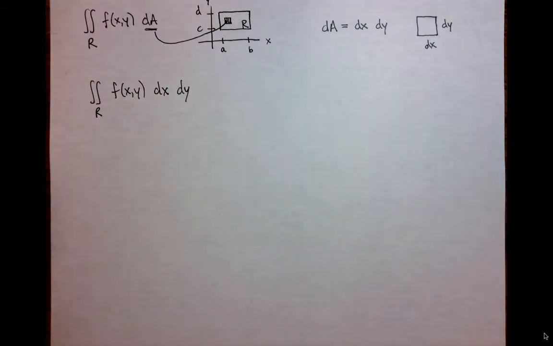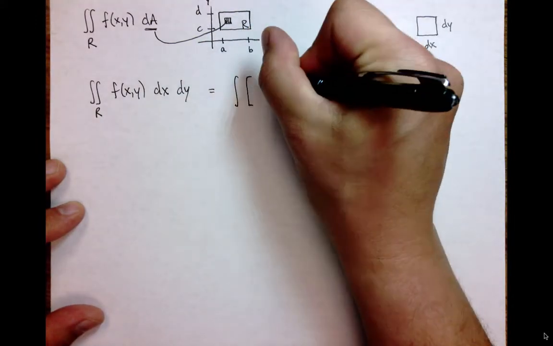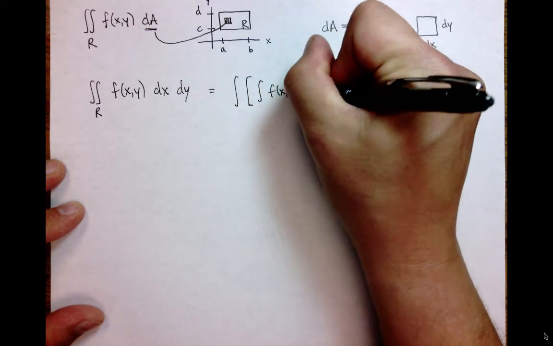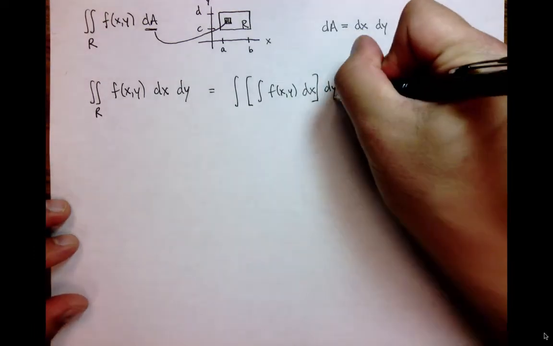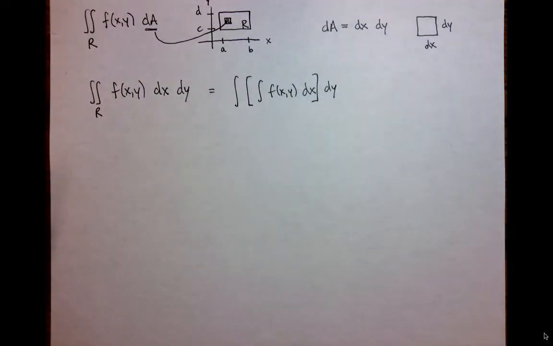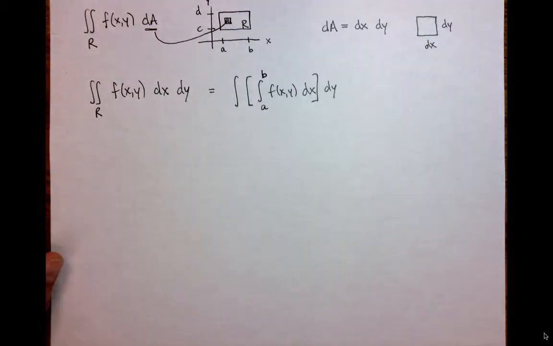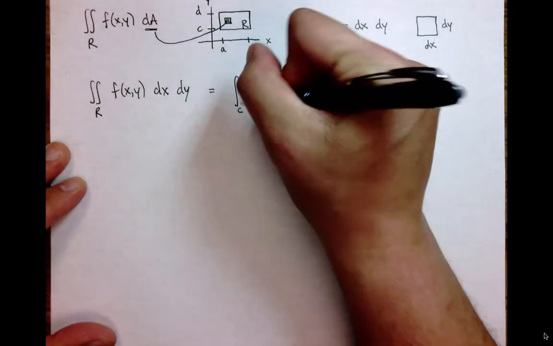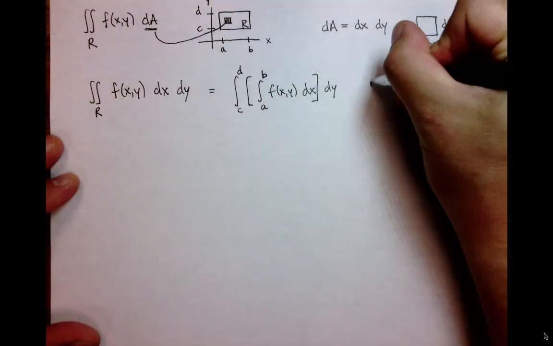And once we do that, it suggests a strategy that we work our way from the inside out. So we can write this as an integral with respect to dx first, and then an integral with respect to y. When you write it this way, on this inside integral, we're integrating in the x variable first, and x goes from a to b. On the outside integral, we're integrating in y, and y goes from c to d. So this is called an iterated integral.